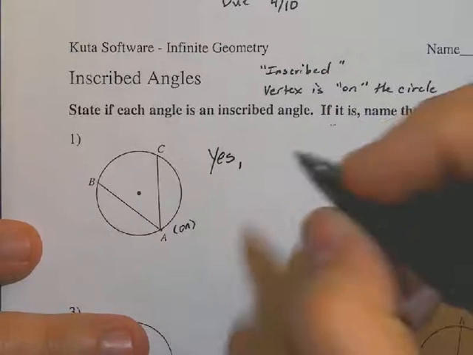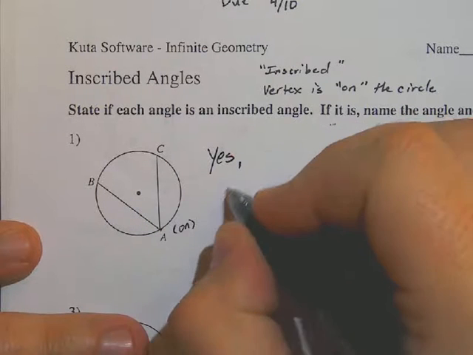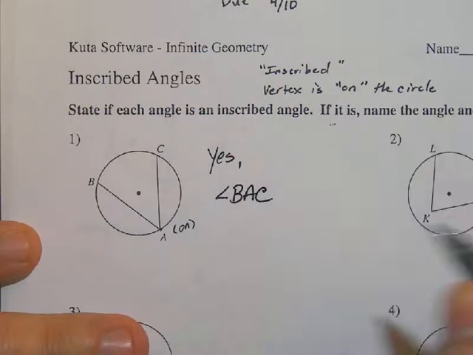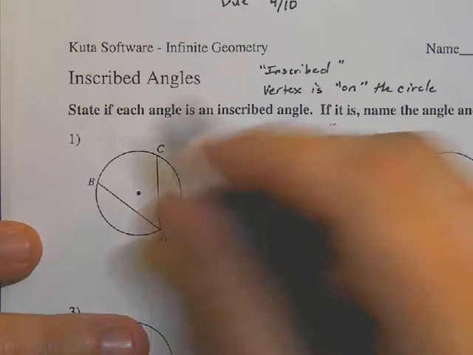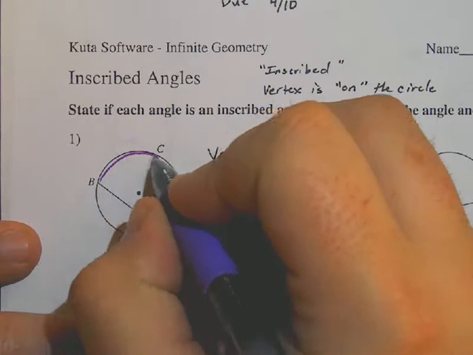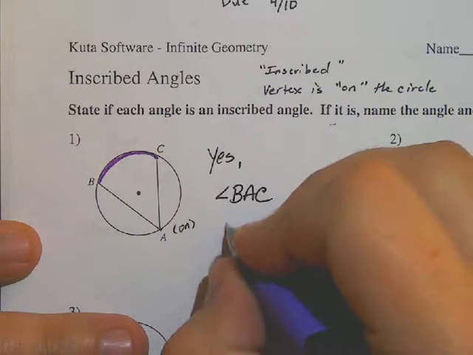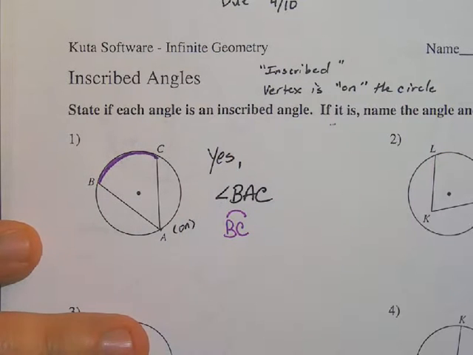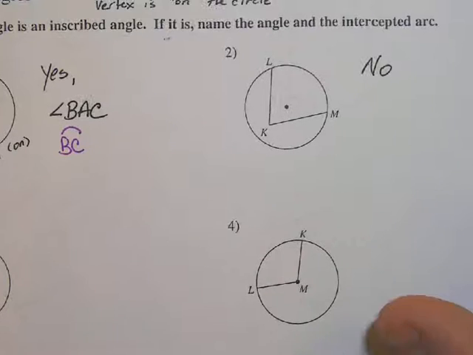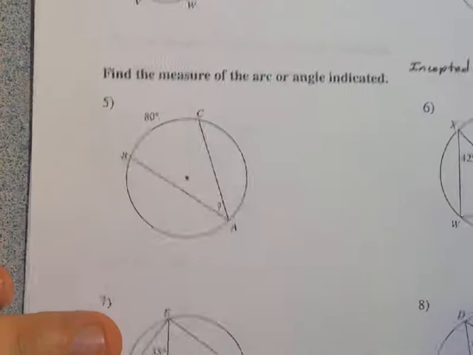So for yes, it says name the angle. The inscribed angle is CAB or BAC. So that's angle BAC. And then the intercepted arc is going to be the arc made by that angle, which is this arc right here. It takes the shortest path, and its name is arc BC. Guys, these are really simple and easy. If it's a no, then you don't have to worry about it. Name this one, put the angle, move on.